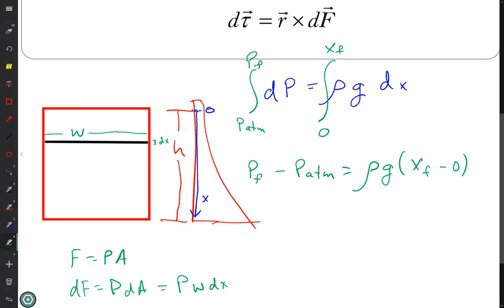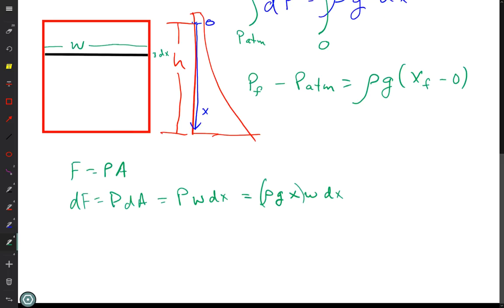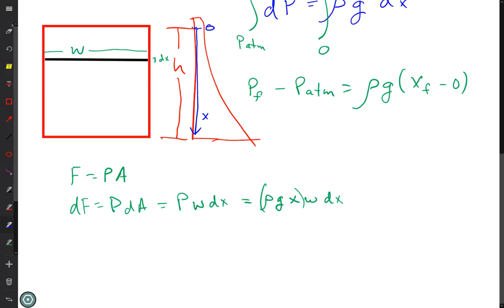So my dF is going to be the pressure times the width times dx. I've just calculated my equation for the pressure by integrating the rho g dx. And so I'm going to use that answer I just determined to say this is equal to rho g x times, so that's the pressure, times the width times dx. So now if I want to find the total force, what do I do to this equation?